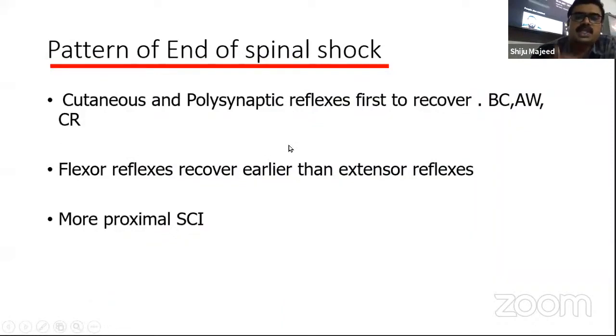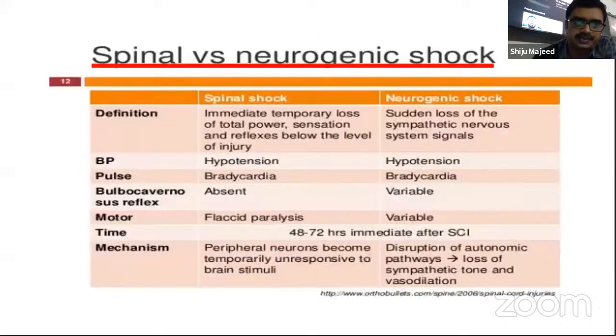So when do you say that the spinal shock has ended? There is a definite pattern of end of spinal shock. The cutaneous and polysynaptic reflexes will be the first to recover. Which are the cutaneous and polysynaptic reflexes that we are interested in? Bulbocavernous reflex, cremasteric reflex, and the anal wink. Also, flexor reflexes recover earlier than the extensor reflexes. That is why Babinski appears faster than the knee jerk. Then, the more proximal the spinal cord injury, the earlier the end of spinal shock. Suppose you have a cervical spinal cord injury, the return is much earlier compared to a thoracic spinal cord injury. So these points you should know.